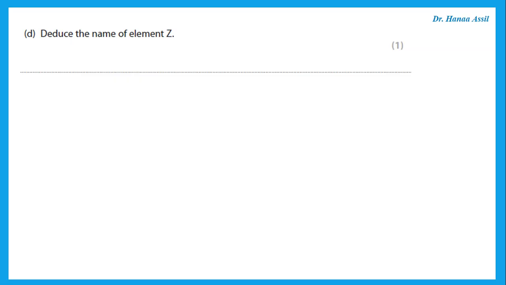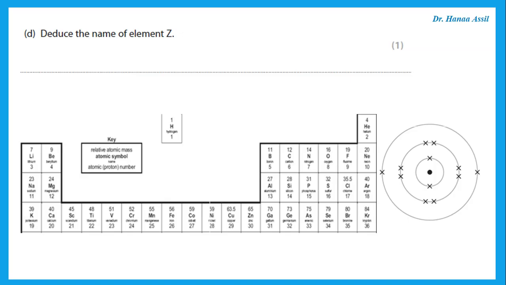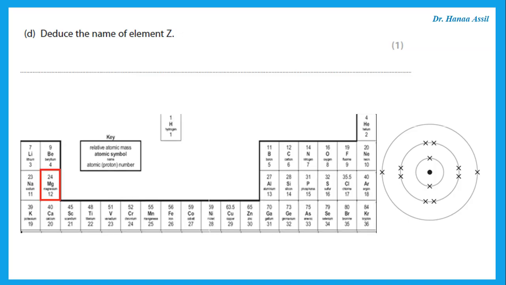Deduce the name of the element Z. Well, if I look at the periodic table, something that has a total of 12 electrons means the atomic number is 12. Which one has atomic number 12? When you look at the periodic table, of course, the atomic number is the smaller number. So this is magnesium.